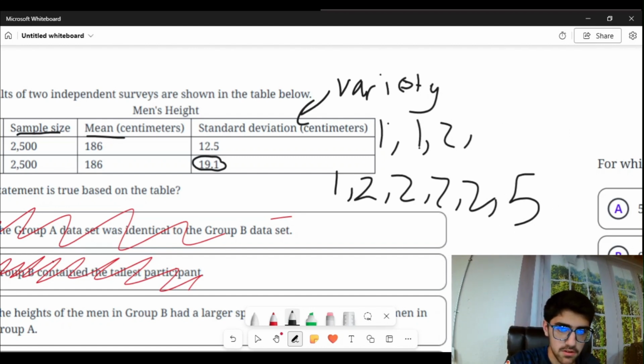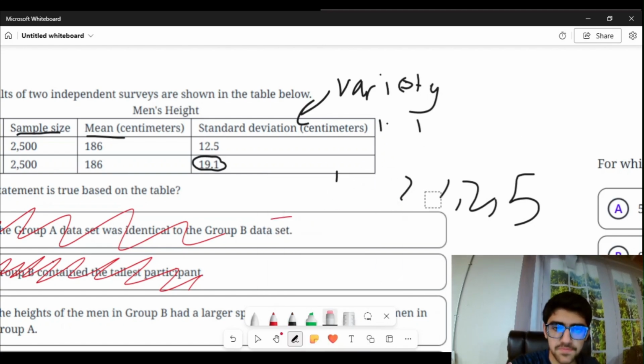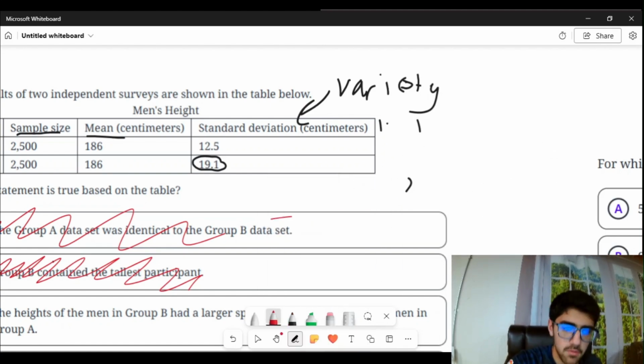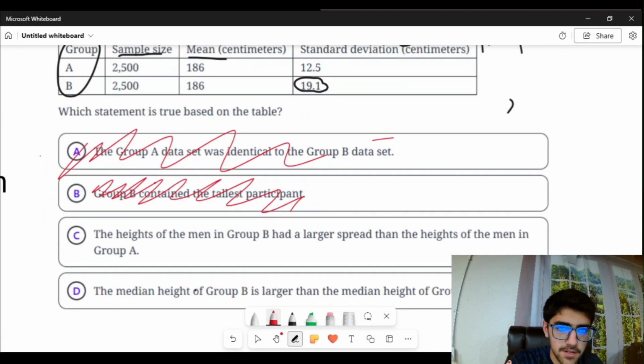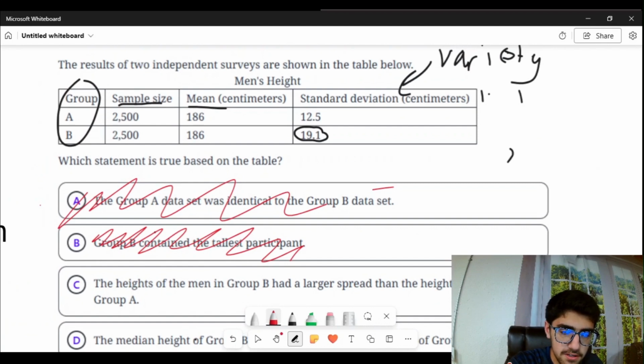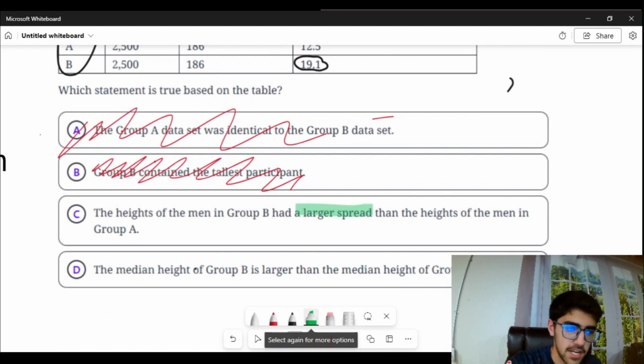So we can refute B. Let me just erase that. So we can refute B. Then moving on to C, this one tells us the heights of the men in group B had a larger spread than the heights of the men in group A. Group B had the greatest standard deviation. That does mean that they're going to have a larger spread. So this one does make sense. But let's just check with the last one.